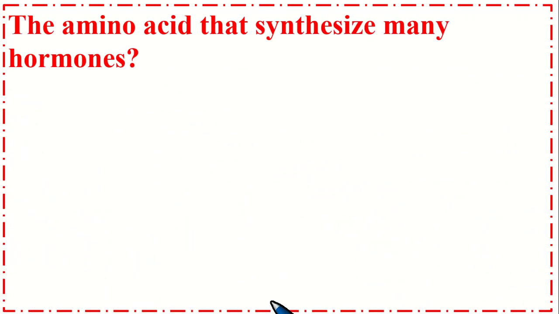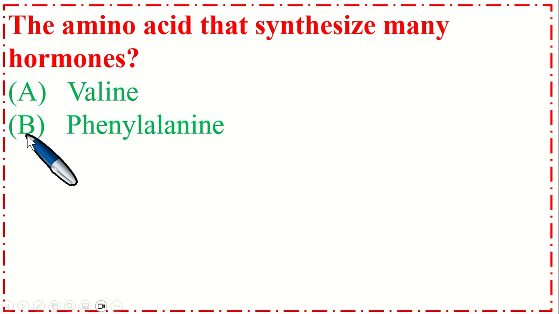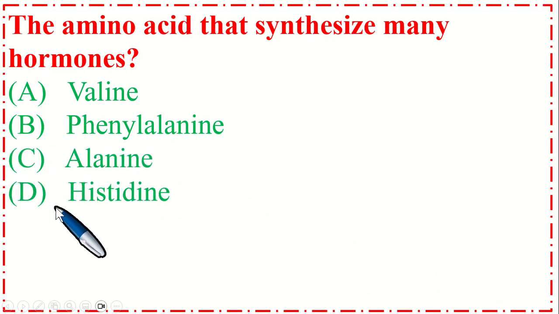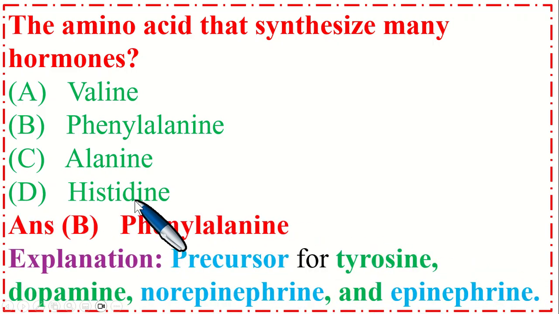So this is the last MCQ. The amino acid that synthesizes many hormones. Option A, valine, B, phenylalanine, C, alanine, and option D, histidine. So the correct option is B, phenylalanine. Explanation is it is a precursor for tyrosine, dopamine, norepinephrine, and epinephrine.